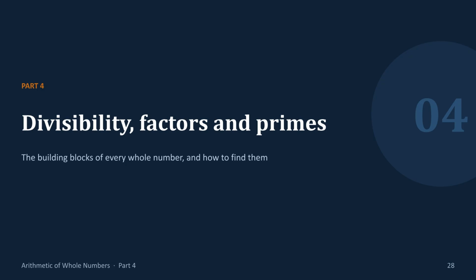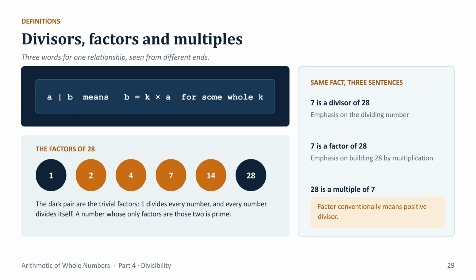Welcome to Part 4, where we move from performing operations to interrogating numbers. We'll explore divisibility, factors, and primes, the essential building blocks of the whole number system. Divisor, factor, multiple. These are three ways to describe the exact same relationship. We say A is a divisor of B if B divided by A leaves no remainder. A number whose only factors are the trivial ones, 1 and itself, is called a prime number.